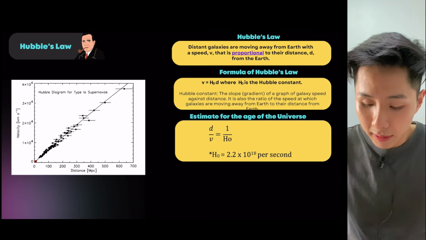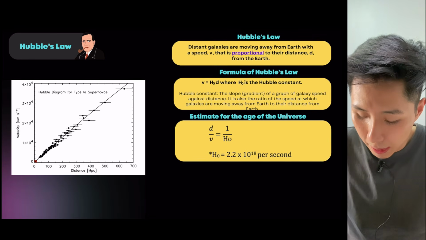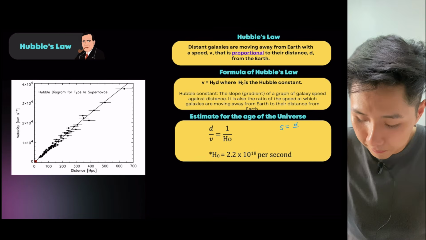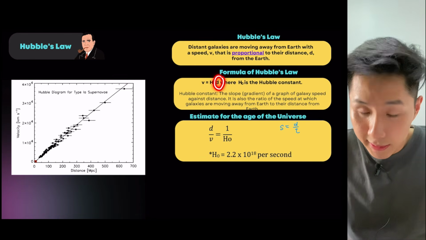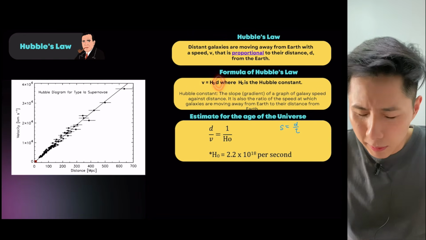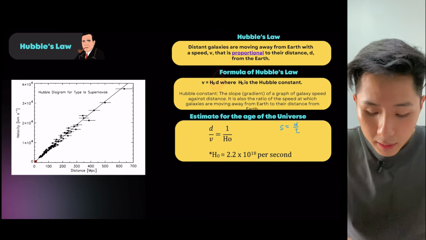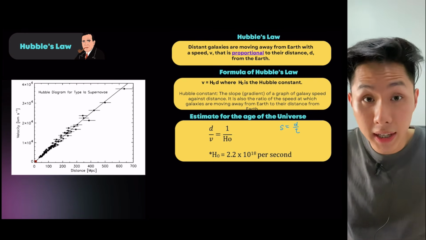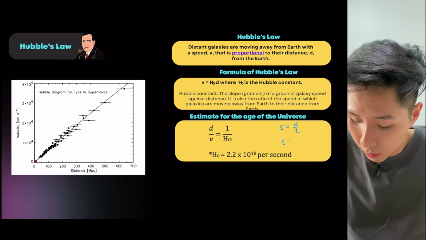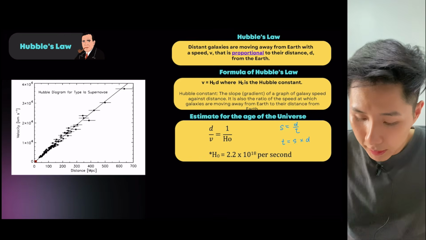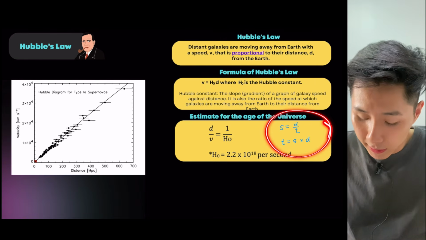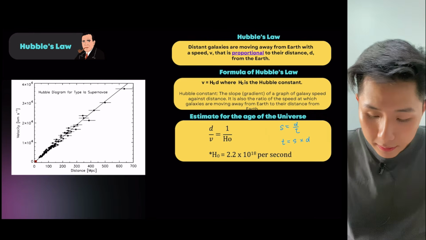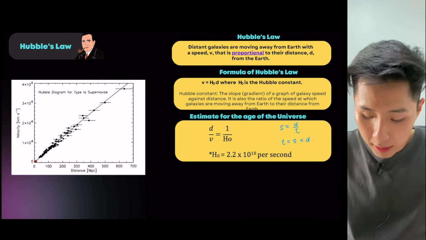So in this question, to prove this, we need to recap this formula: speed equals distance over time. V here stands for speed, and D stands for distance. So in order to find out the age of the universe, we can use time equals distance divided by speed, which is how fast they are moving, so V here.